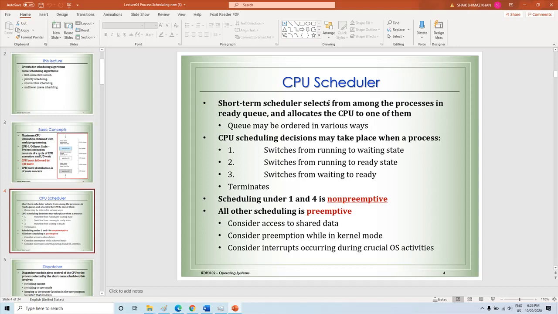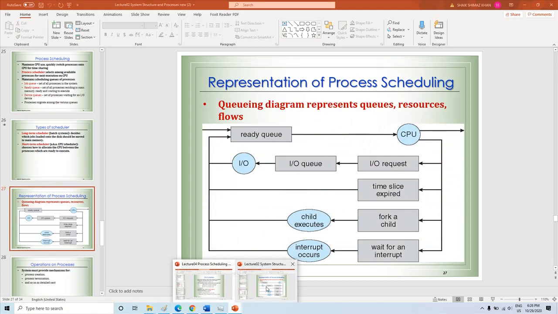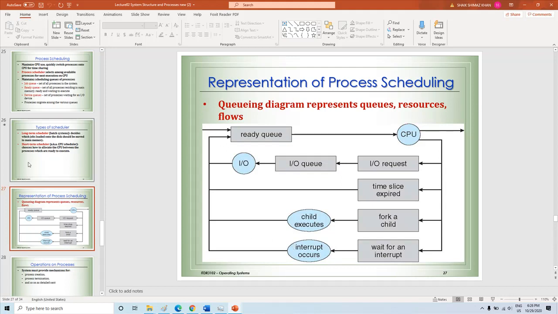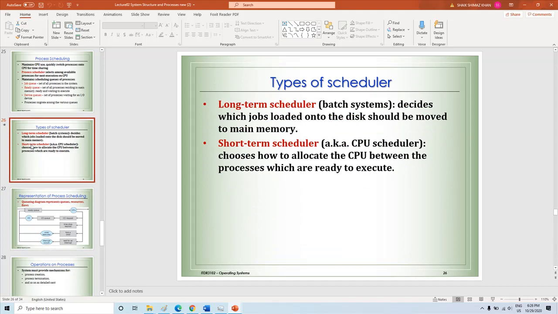So, in this lecture we will discuss the short term scheduler. Just recall the concepts we have seen in lecture 2, the queuing diagram, and also the types of scheduler. There are two types of scheduler, one is short term and another one is long term. The short term scheduler chooses how to allocate the CPU between processes which are ready to execute.